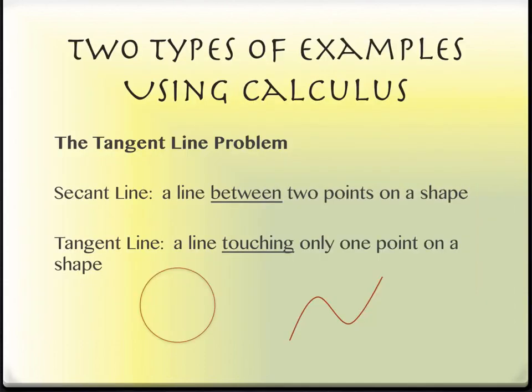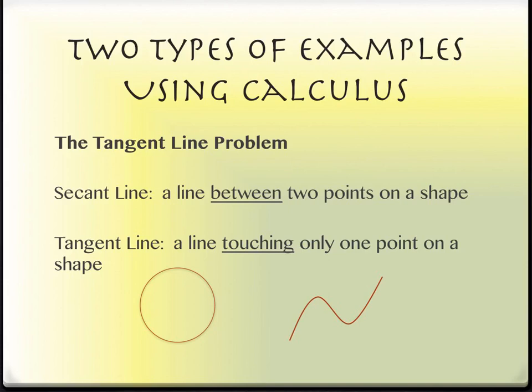So we're going to take a look next time, and I'll just briefly describe what we're going to do, and then we'll do it next time, at two specific examples that show the difference of using something with calculus and something with pre-calculus topics. So this is called the tangent line problem. As I already defined before, a secant line is a line between any 2 points on a shape, and then a tangent line is a line touching only 1 point on a shape.